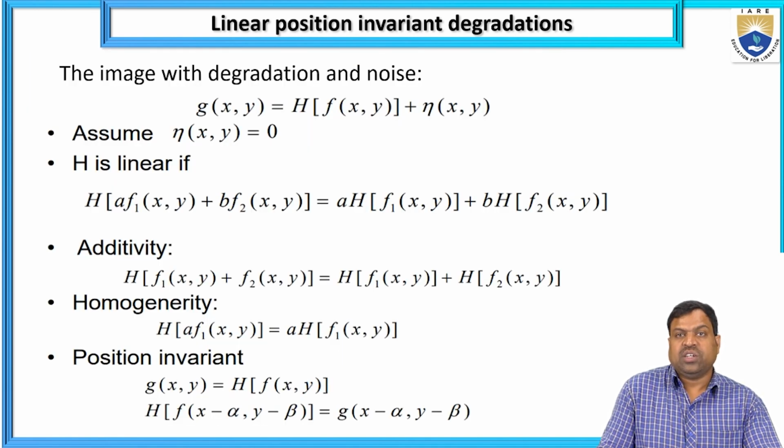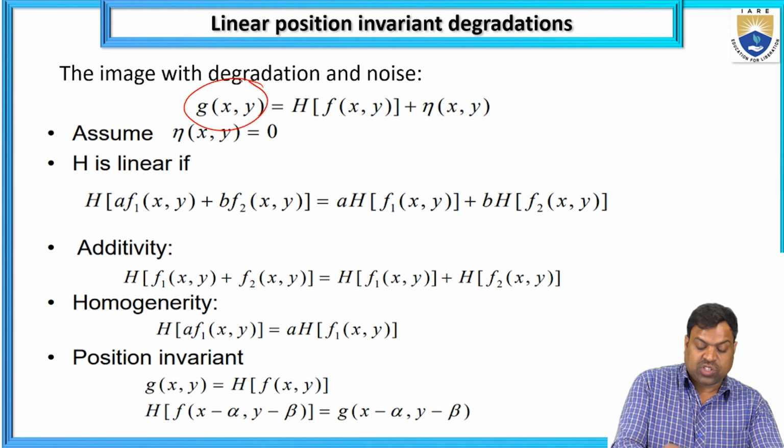So it is an image degradation: g of x comma y equal to h of f of x comma y plus n of x comma y. So here g of x comma y is the output, and h of x comma y is the degradation.